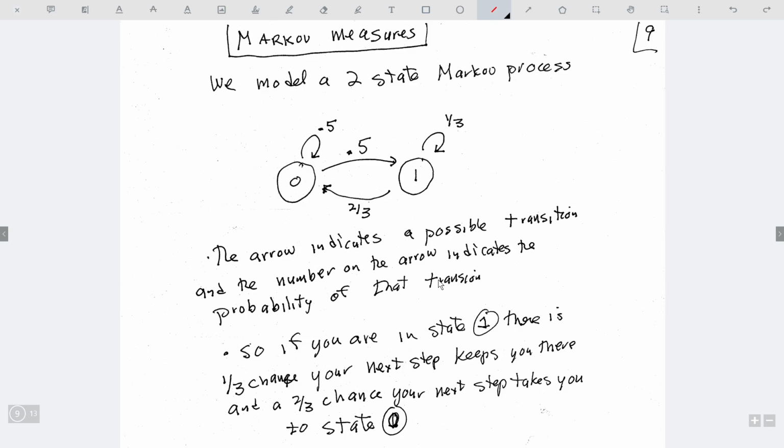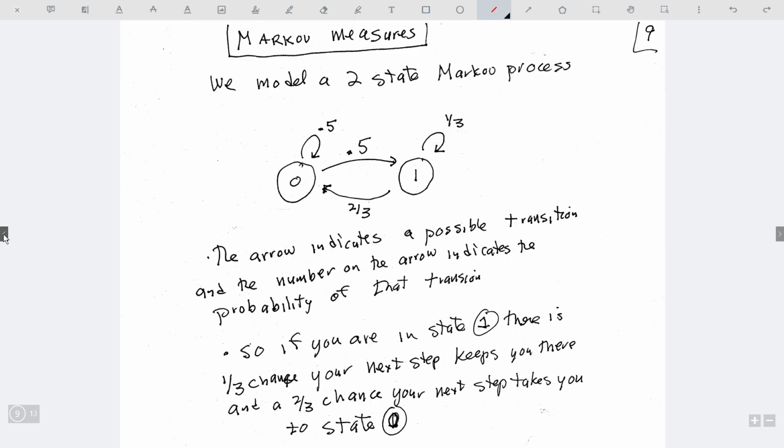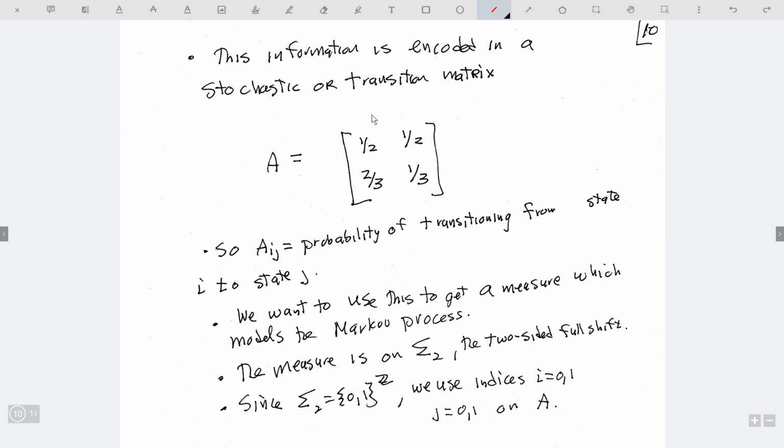All right, so I've explained this. For those of you who were here last semester, remember transition matrices, but now this has probabilities in it. So 0 goes to 0 with probability 1/2. Different people have different conventions, but this way is more common in ergodic theory.